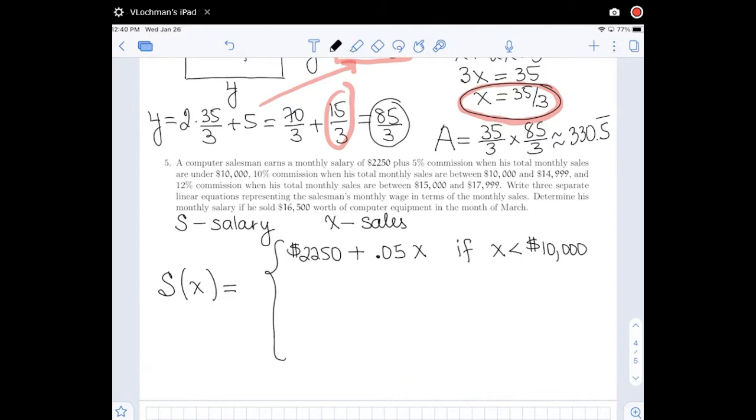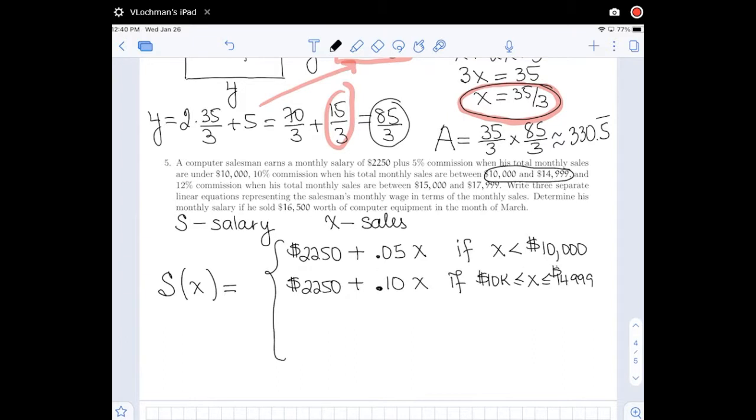Okay, what if he sells more than that? Then he still gets that base amount plus 0.10 times X. That's how we compute the portion, right? That's 10% of X. What is my condition here? It's this one right here. This is if our value for X is between, I'm going to abbreviate it with K, because I'm running out of space here, and less than or equal to 14,999. Okay, this is all in dollars.